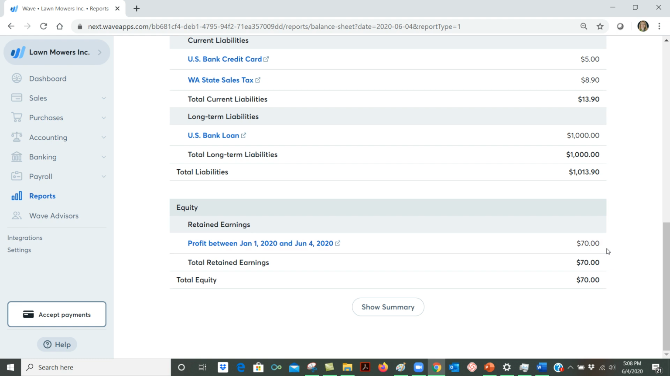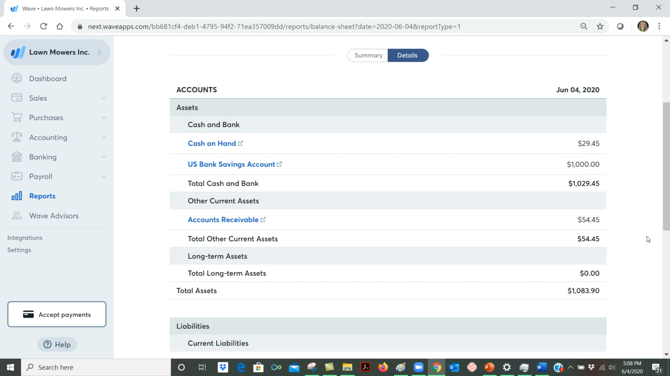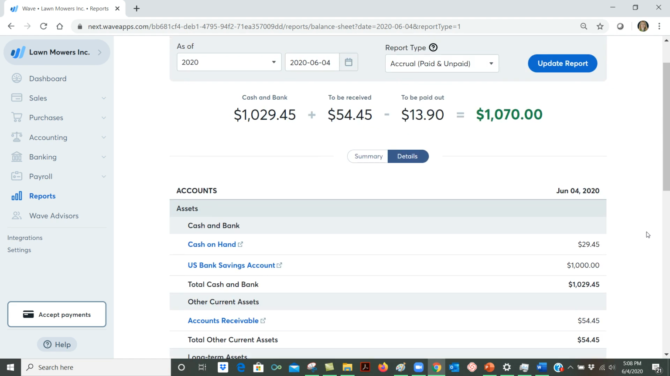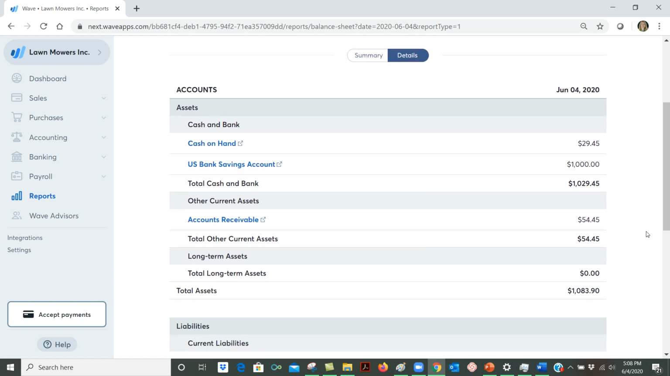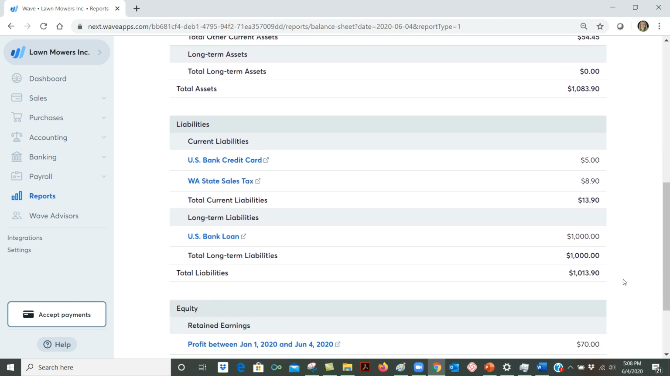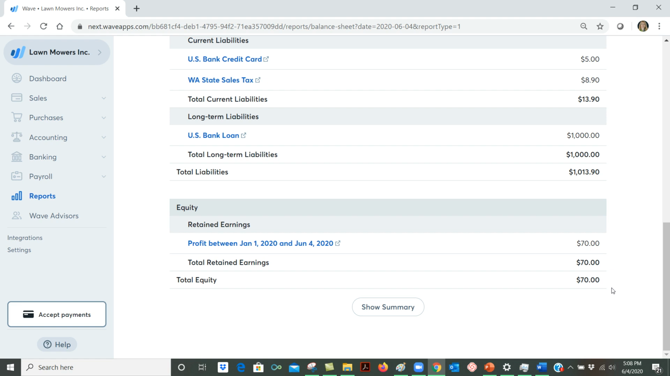So my equity then is $70, and that amount is the profit that I've earned this year, the revenues less the expenses. So this amount is the business owner's ownership of the business's assets. And by the way, the balance sheet is a representation of the accounting equation. Just like the accounting equation always remains in balance, the total assets on the balance sheet will always equal the total of the liabilities plus the equity.